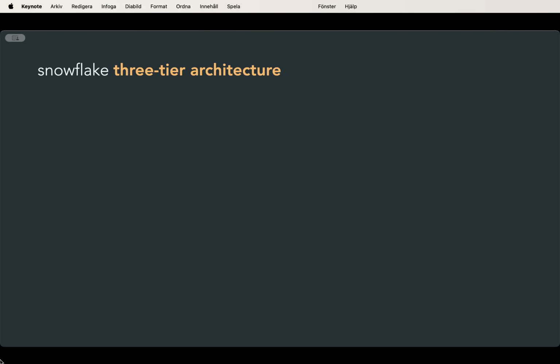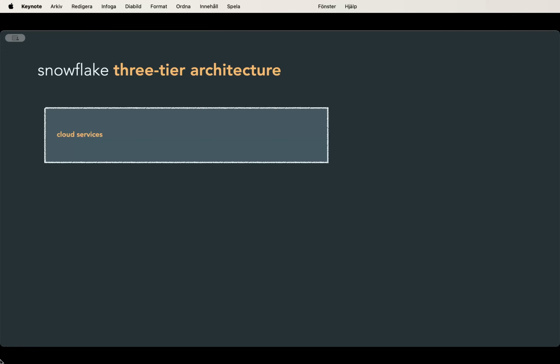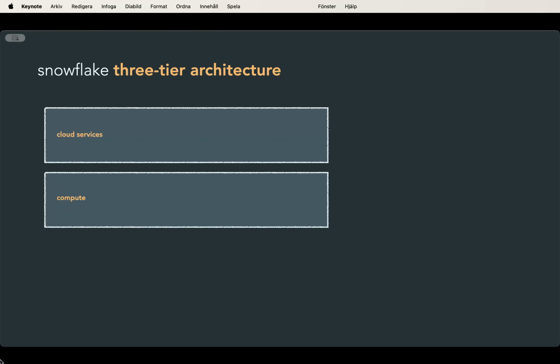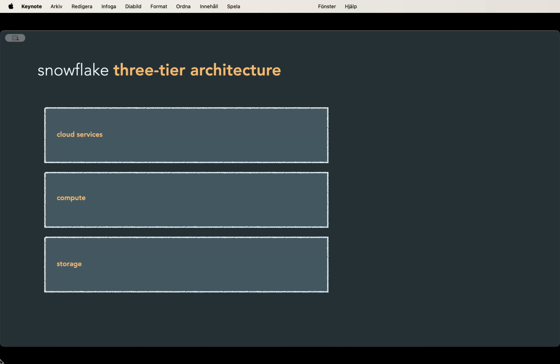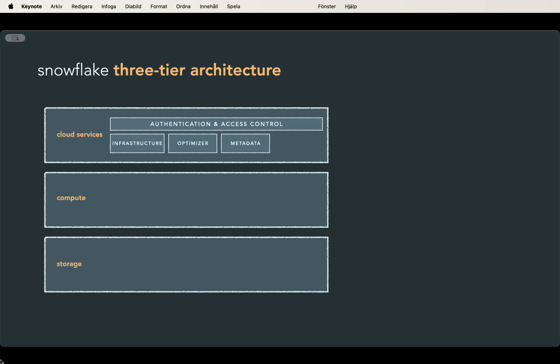So Snowflake solves this with a three-tier architecture. It solves the scalability problem. In Snowflake, there's cloud services, there's a compute layer, and there's a storage layer. In cloud services, there's authentication and access control, infrastructure, optimizer, metadata handling, and security. If you're familiar with cloud computing, these are the things that usually are handled by the cloud vendor.